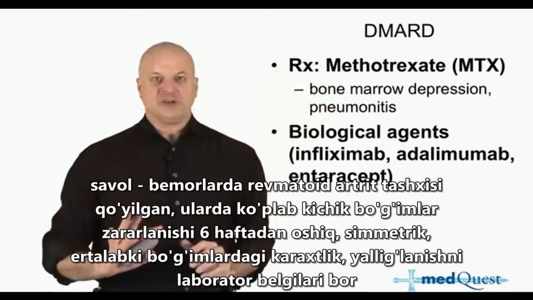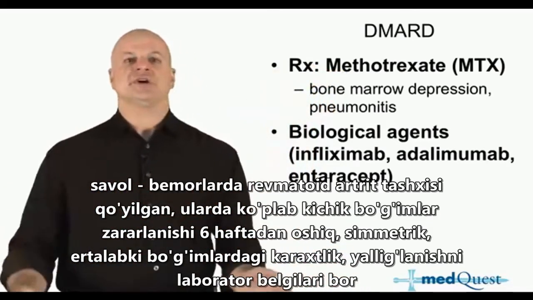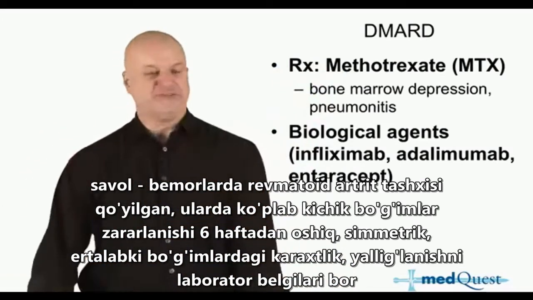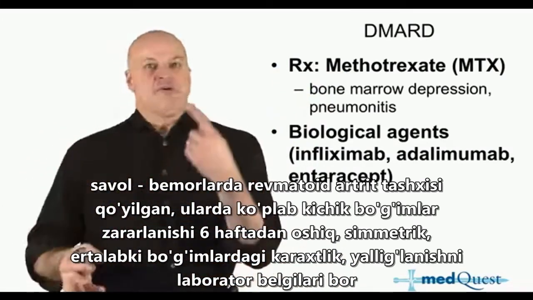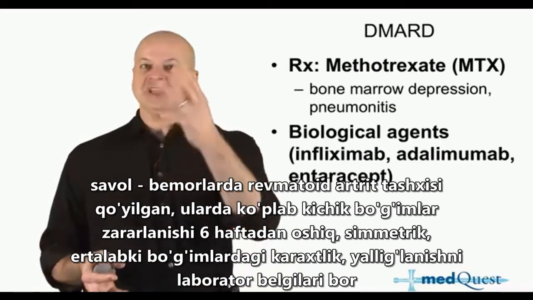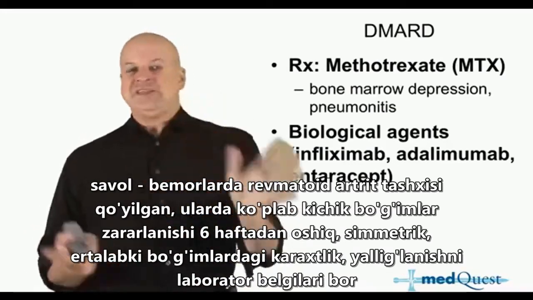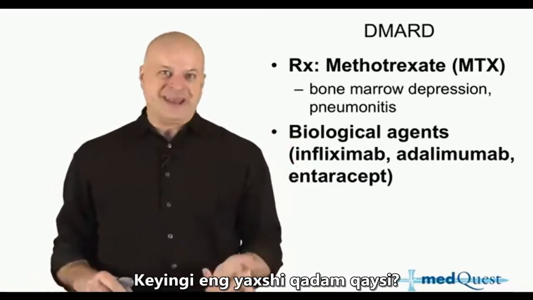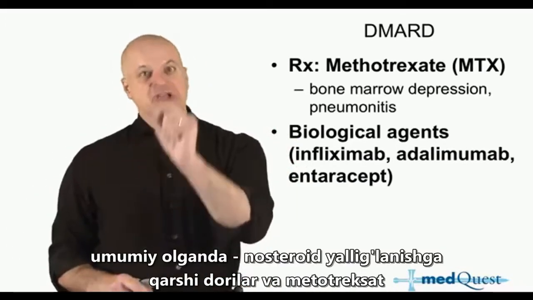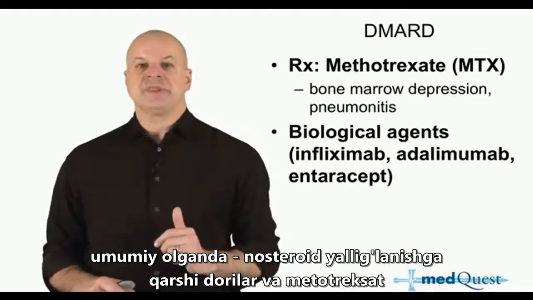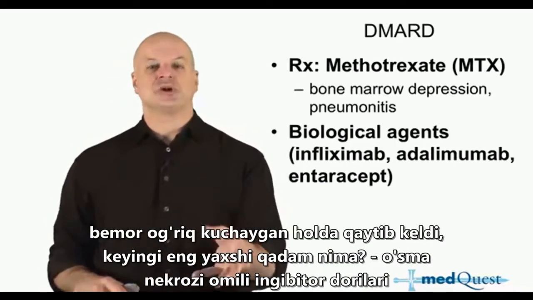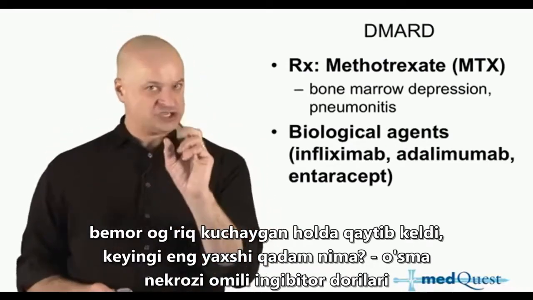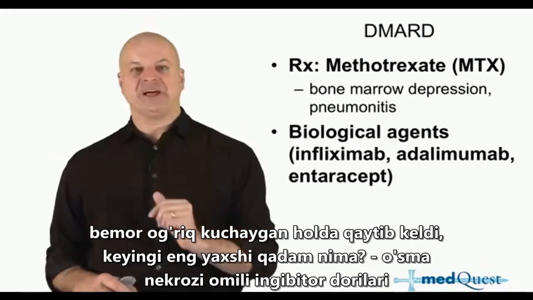So there's the question for you. A person has been diagnosed with rheumatoid arthritis. They have the definition: multiple small joints, going on for 6 weeks, symmetrical, morning stiffness, and some laboratory evidence of inflammation. What is the next best step in the management of this patient? Generally, non-steroidals and methotrexate. The person comes back, but they continue to worsen. What is the next best step? Add or switch to a biological.